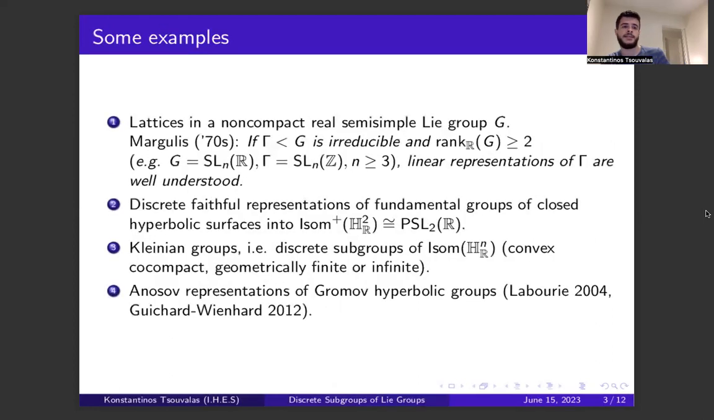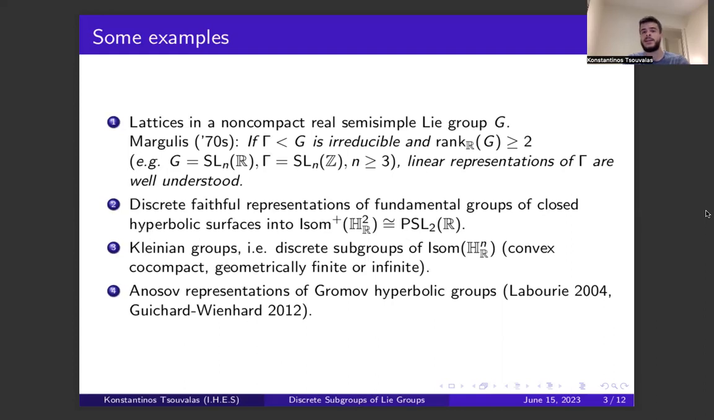And now let us provide some classes of examples, of which this list is of course very far from being exhaustive. First, a famous class of examples are lattices in non-compact real semisimple Lie groups. And from the point of view of representation theory, it was a breakthrough of Margulis in the early 70s that if gamma is an irreducible lattice in a higher rank Lie group, then its linear representations are well understood.